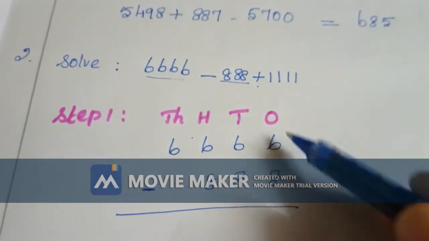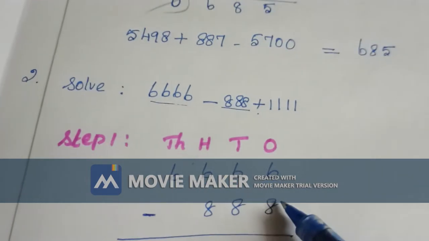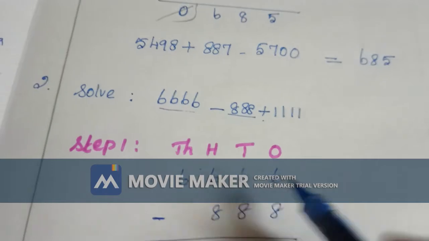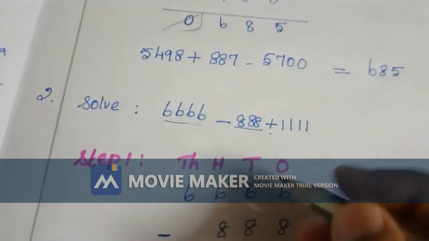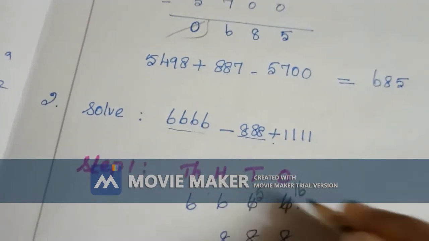Now you have to subtract the values in the ones place. You can't subtract the number 8 from 6. So what will you do? Yes, you have to borrow 1 from the tens place. So here you get 5 and here you get 16.